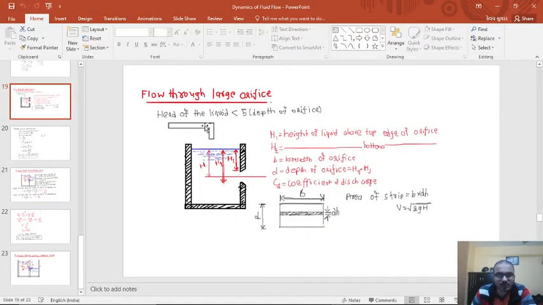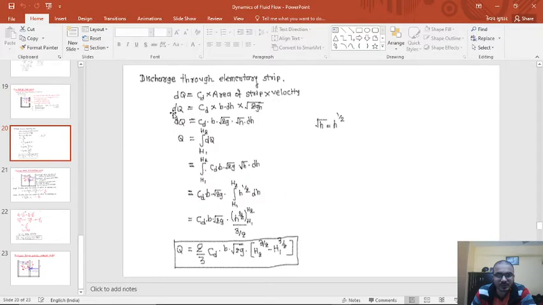So first we studied about flow through large orifice, in which we took this small section and we integrated the discharge through elementary strip over the height h1 to h2, and the flow rate that we obtained was 2/3 of CD B into square root of 2g h2 raised to 3 by 2 minus h1 raised to 3 by 2.